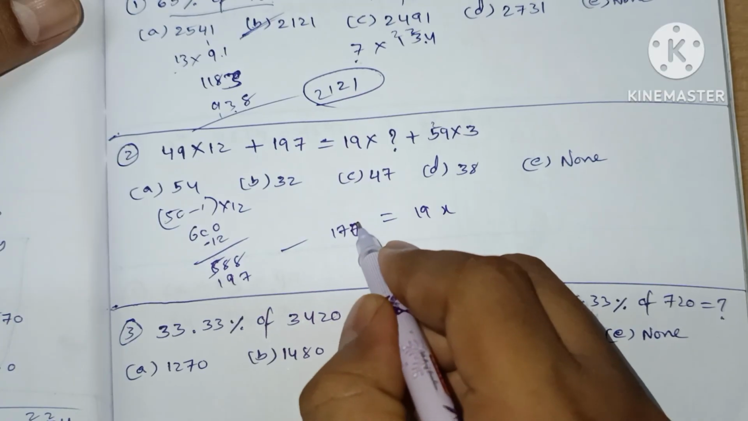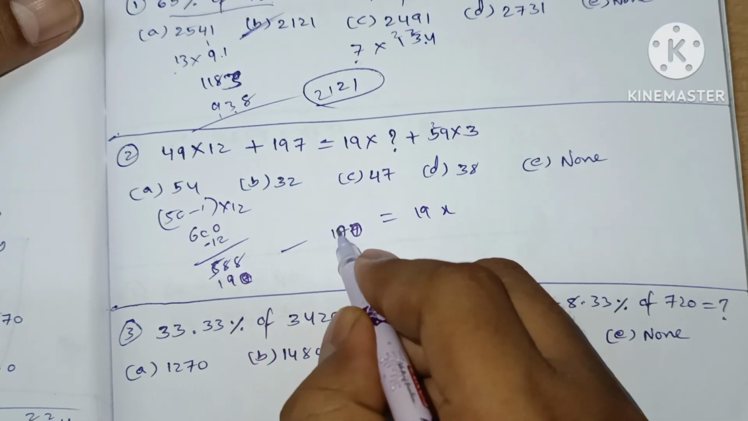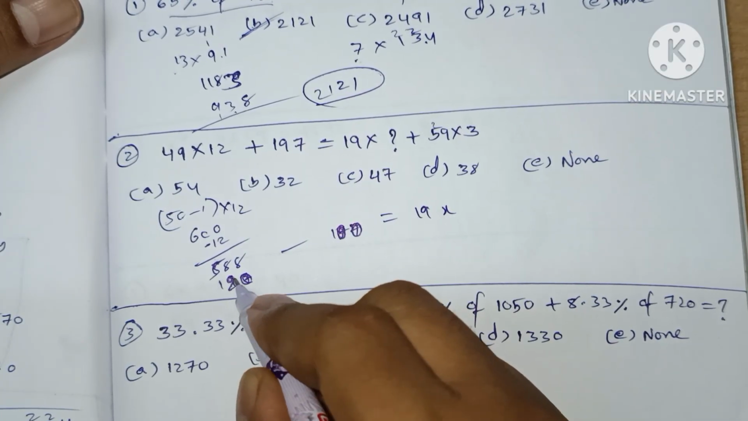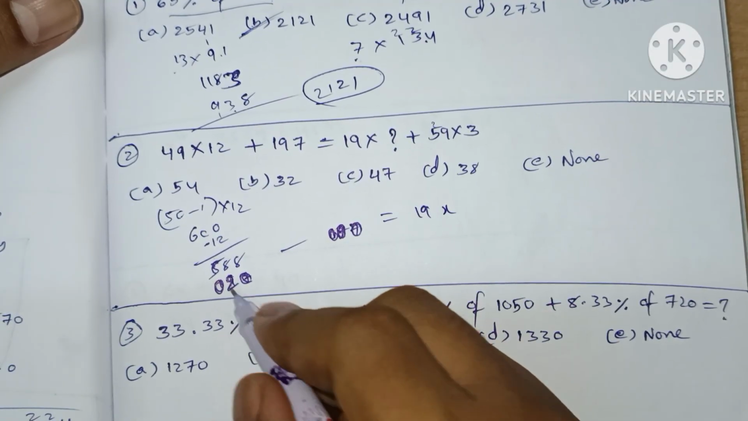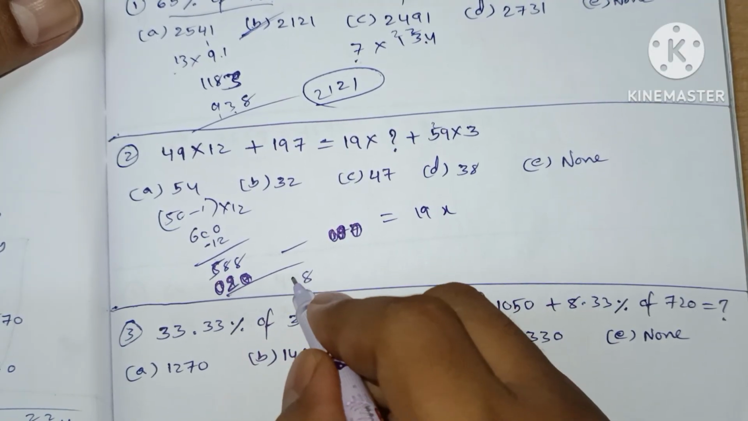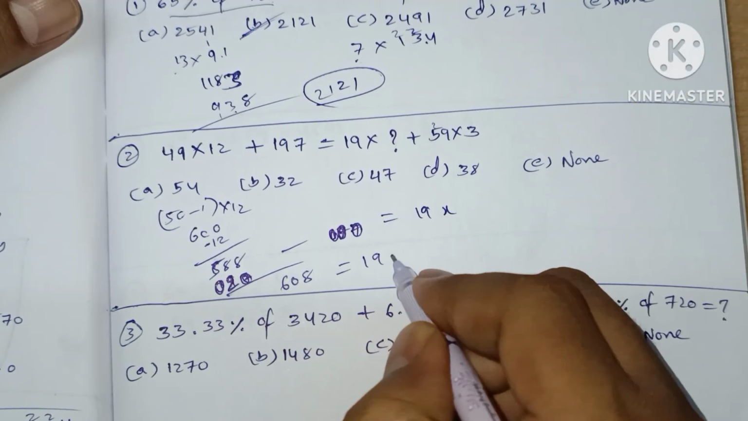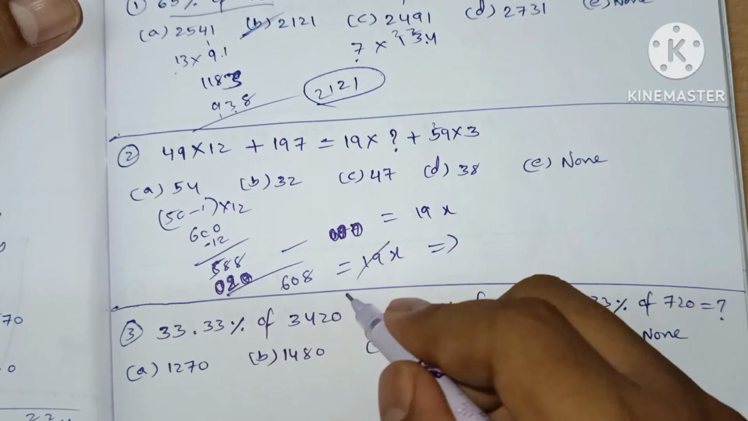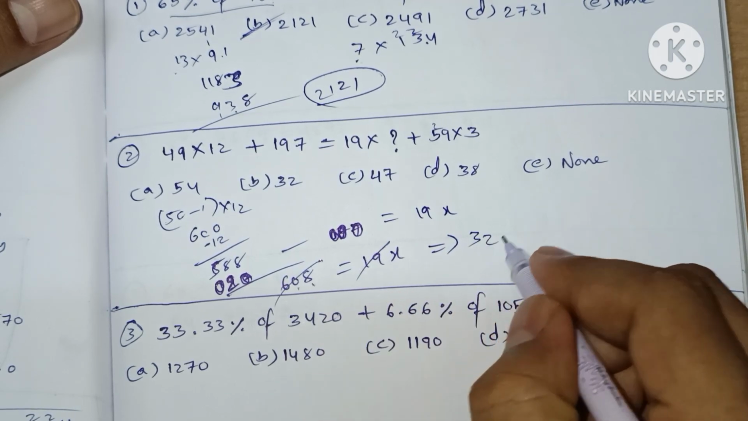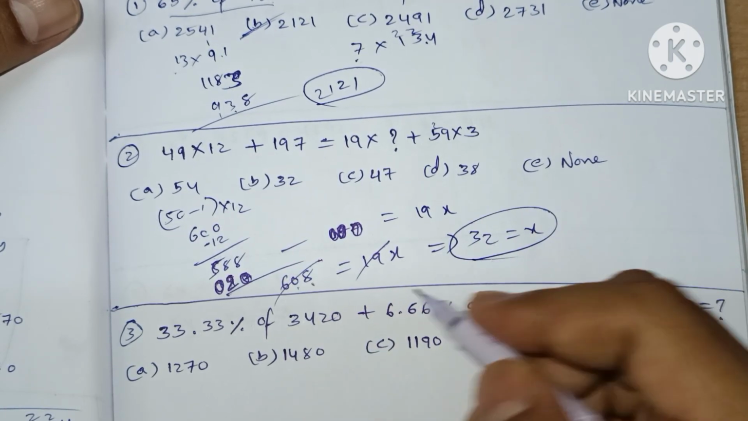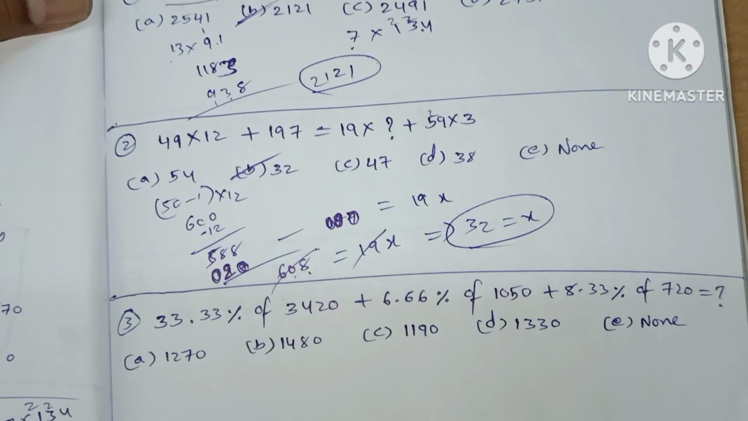Here eliminating 7 and 7, this 7 and left with the 2 1. Okay, now we left with 806 608 equals to 19x. 19 3 times 57 and 2 times, so answer will be 32, option B. Next, third question.